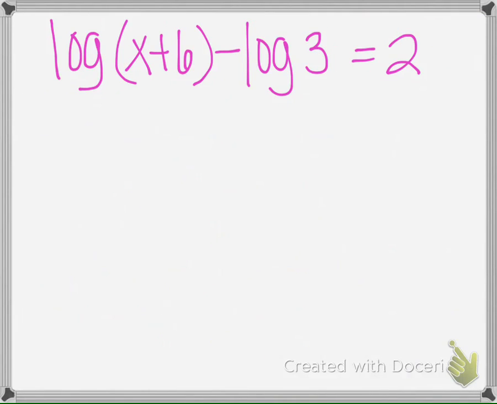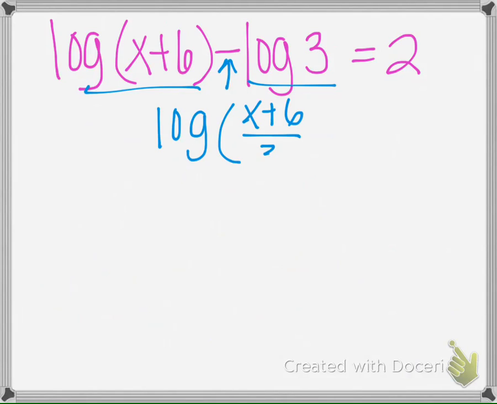All right, last one here. We want to get the log by itself, but as you can see, there are two of them. So we have to write them as one log. Since this is subtraction, we would use division to write it as a single log.